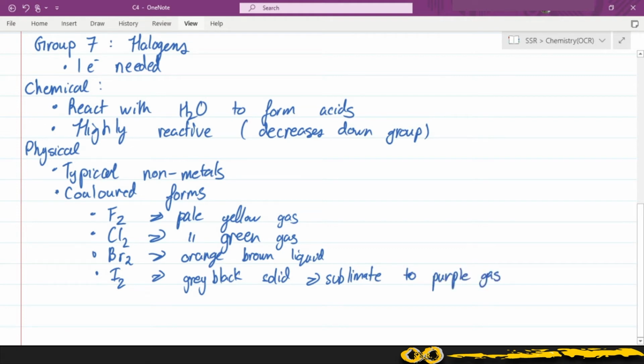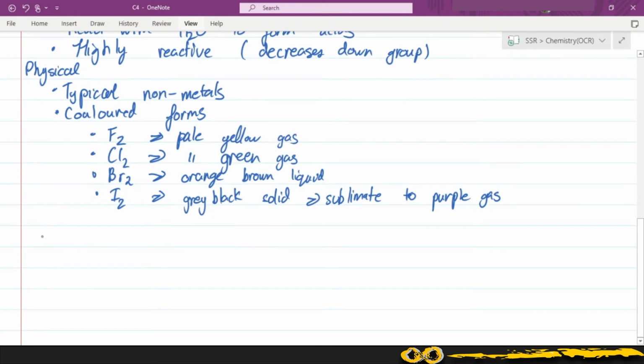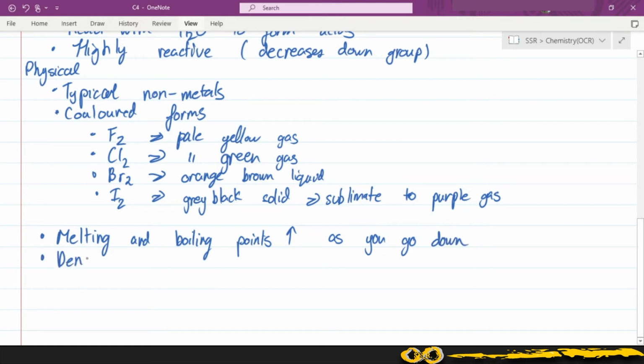So you should note that the melting and boiling points are increasing as we go down the halogen group. The further down the group you are, the higher those melting and boiling points are, and this is made quite obvious by the changes in state as you go down. Their density will increase as you go down the group.